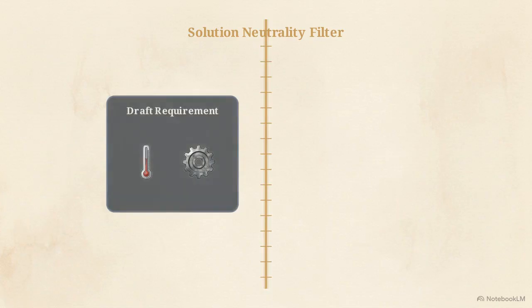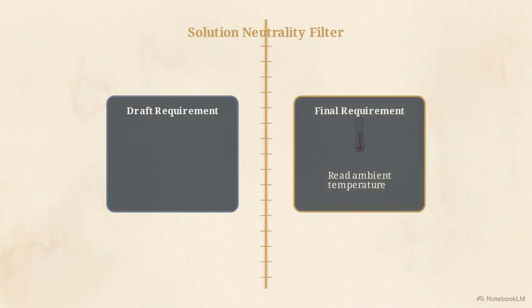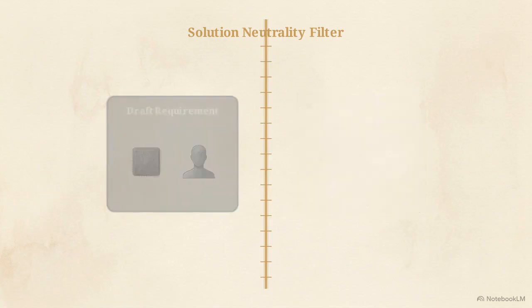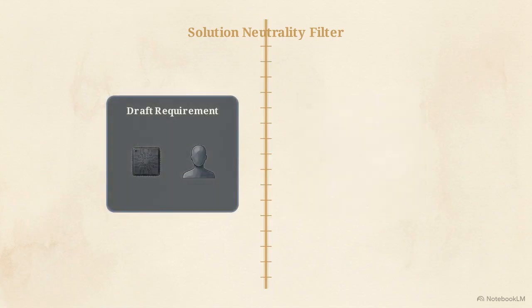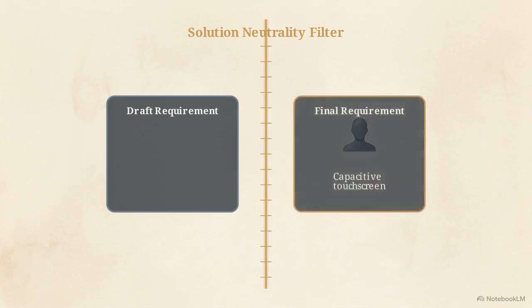Consider a draft requirement to read temperature data via an SPI bus. That internal engineering detail is scrubbed, restructuring the text to state the pure functional intent: the system shall read ambient temperature. However, if a draft mandates a firmware state machine to drive a capacitive touchscreen, the internal software logic is erased, but the physical hardware constraint survives the filter.